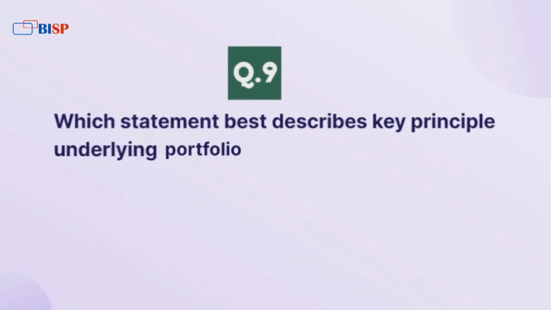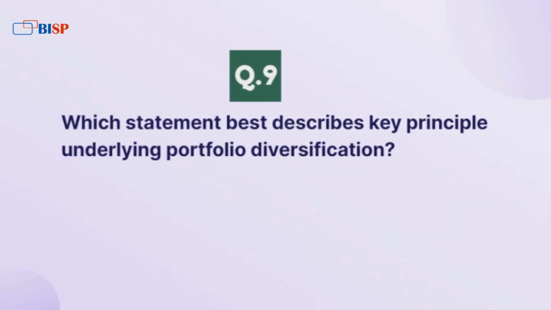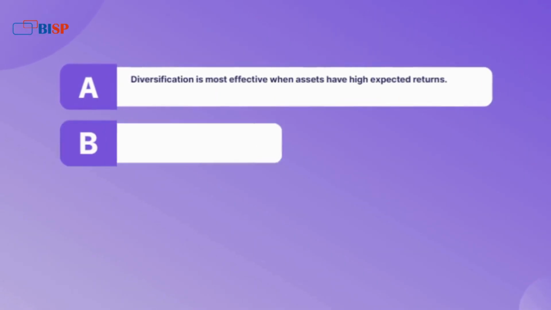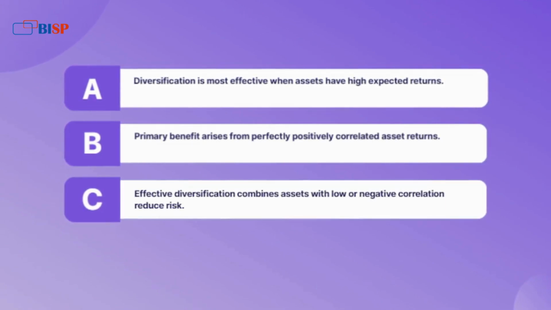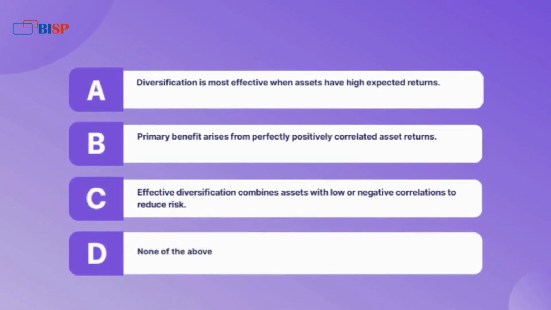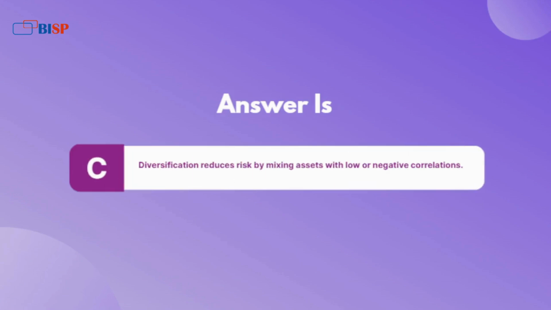Which statement best describes the key principle underlying portfolio diversification? A. Diversification is most effective when assets have high expected returns. B. Primary benefit arises from perfectly positively correlated asset returns. C. Effective diversification combines assets with low or negative correlations to reduce risk. D. None of the above. Answer is C. Diversification reduces risk by mixing assets with low or negative correlations.